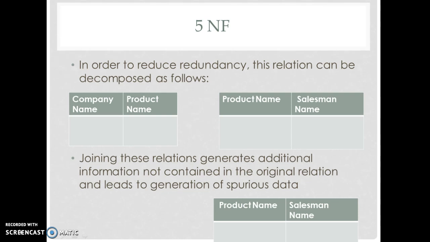What we can do is create one single table that stores the details of the companies along with the products that they manufacture, and we could have a separate table in which we list a set of products and the list of salesmen who are involved in selling those products. However, when we try to join both of these tables using the product name column, we notice that we actually generate a lot of spurious data, because this will combine all company names and product names with all salesman names and generate additional data that was not originally found within our original table.